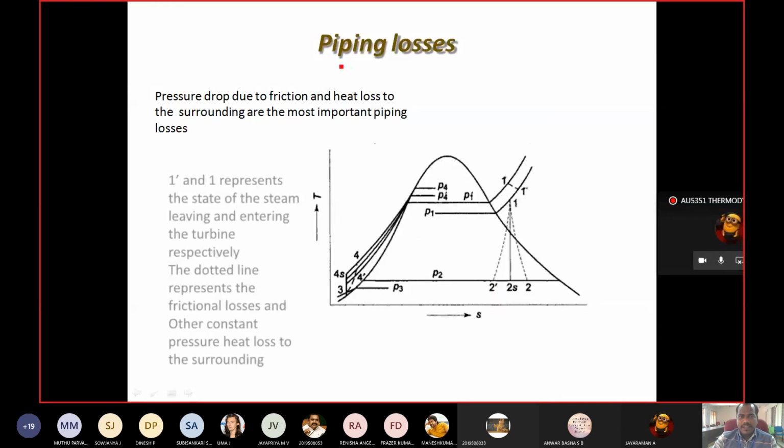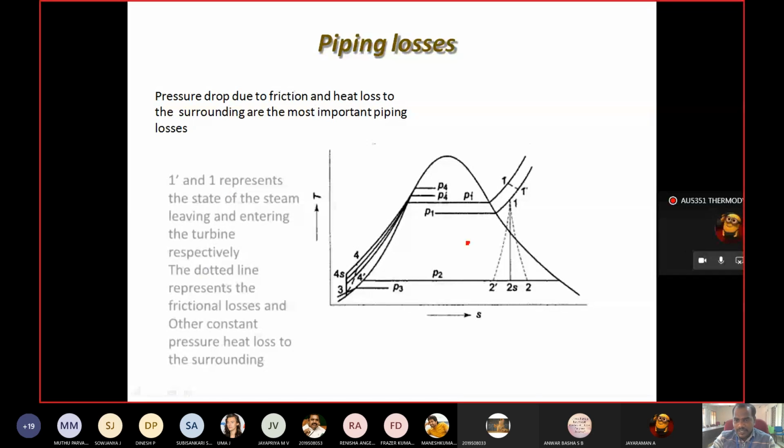Then there are some piping losses. Pressure drop due to friction and heat loss to the surroundings are the most important piping losses, right? There may be some piping connections in the system, so there will be some piping losses. Now just consider this process 1 dash. 1 dash and 1 represent the state of the steam leaving and entering the turbine respectively. The dotted line represents the frictional loss and other constant pressure heat losses to the surroundings, right?